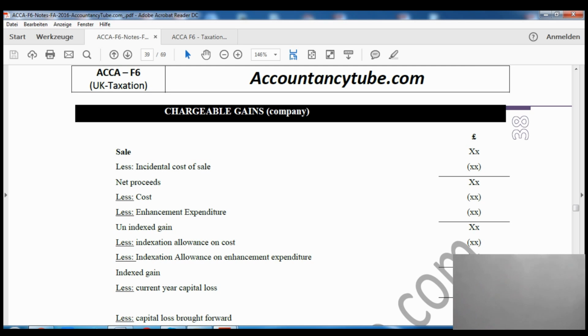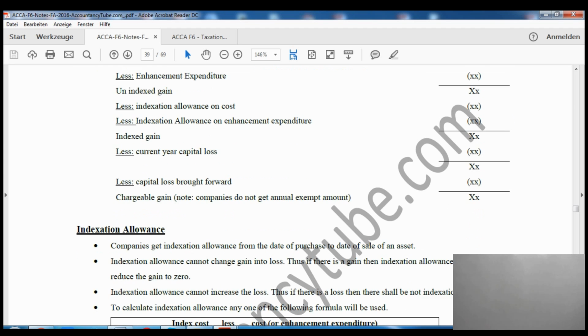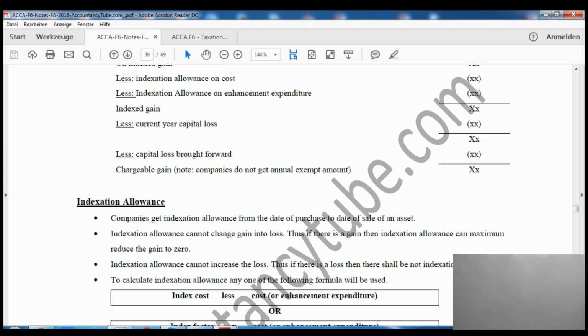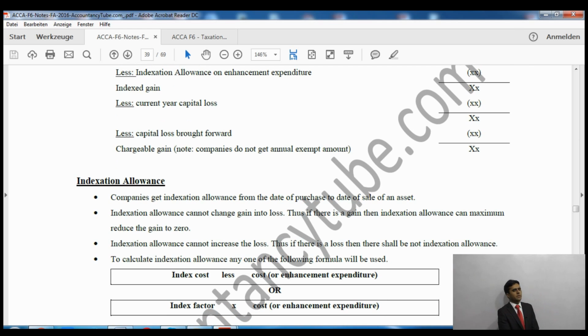So deduct the indexation allowance on the cost, and then deduct the indexation allowance on the enhancement expenditure as well. And after that we'll deduct the current year's capital loss, and we'll deduct the capital loss brought forward as well. While deducting the capital loss brought forward, we will not care about the annual exempt amount, like we used to do for individuals, because there is no annual exempt amount for companies anyway.